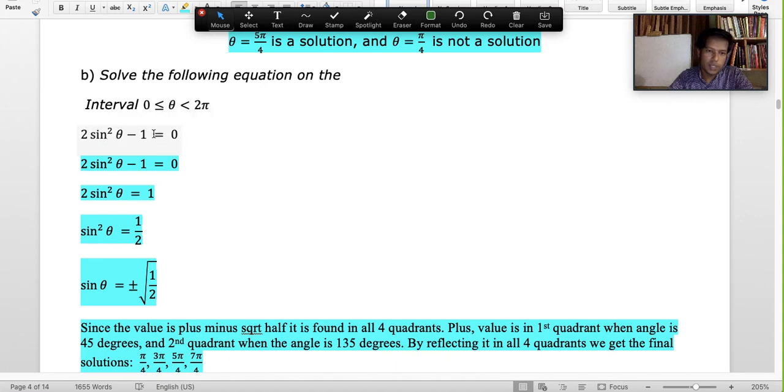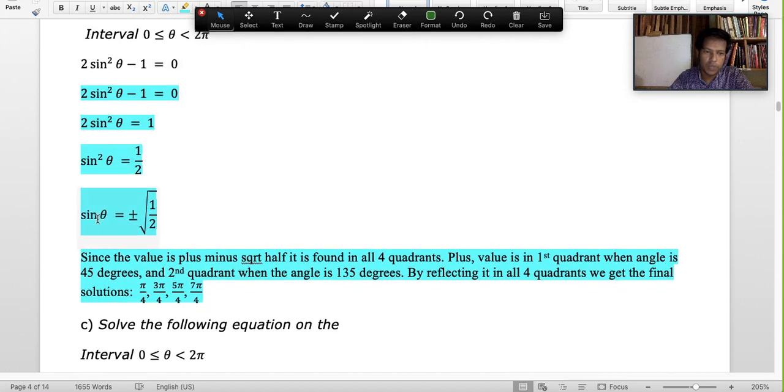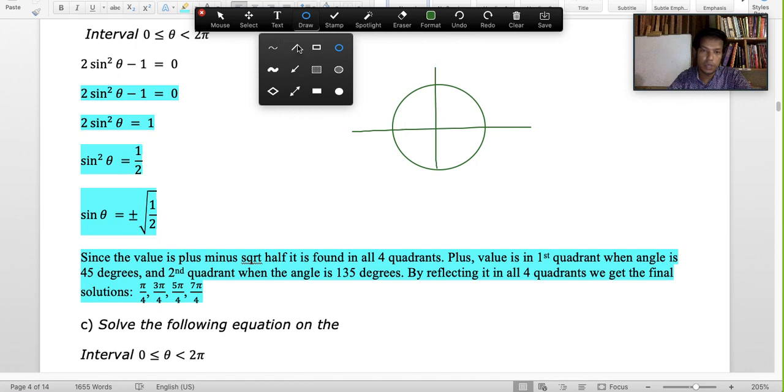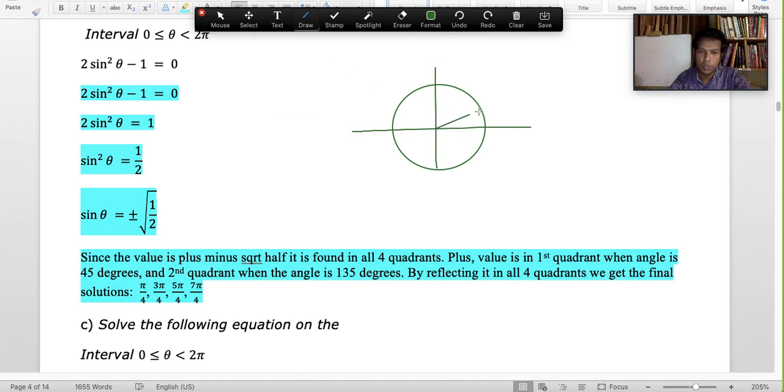This is 2 sine square theta minus 1 equals 0. So we'll have to first do some calculation to find out sine theta equals what. So sine theta equals plus minus half. See, the same concept that we discussed in previous math, now we can use here. This is 1 by 2, half. Sine of what degree equals half? Sine 45 degree equals half, right? Sine 30 degree equals half. So sine 30 degree equals half.